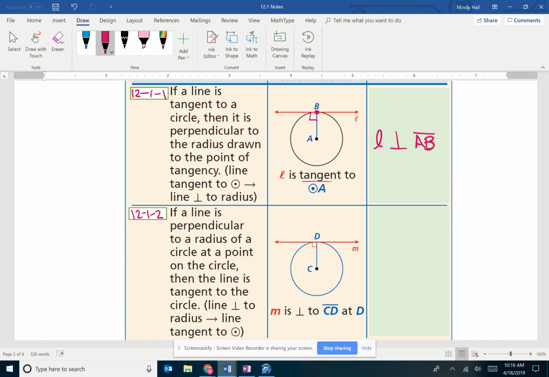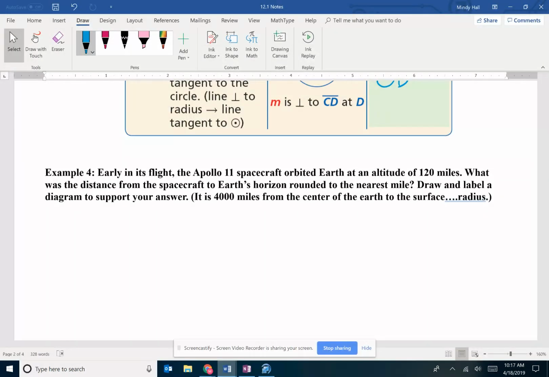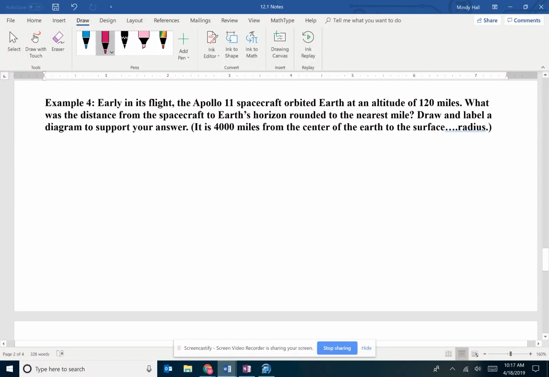And this one is just kind of the opposite. If you are given a line drawn against a circle and you see this little 90 degree with the radius that they drew, then you know that M is tangent to circle D. Okay, so it's just the opposite. If you're given the radius to the line is 90 degrees and you know that that line is tangent, or if you go back up to 12-1-1, if you are given a line that you know is tangent, then you know it makes a 90-degree angle. So this is going to be handy when we do this problem.